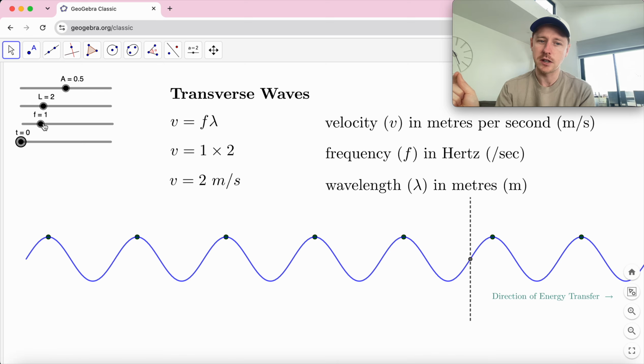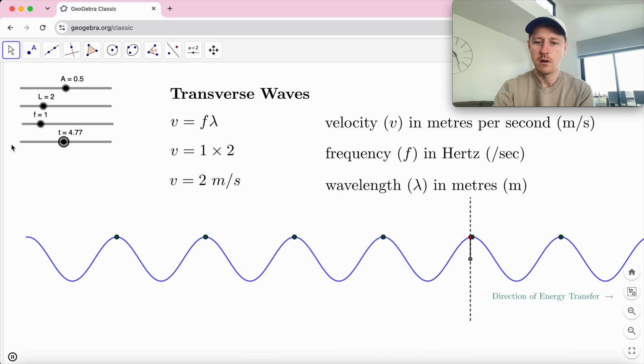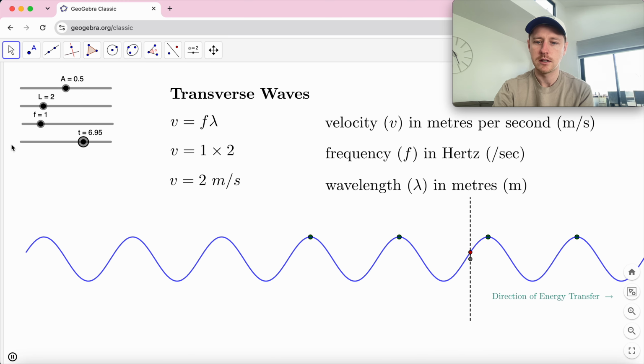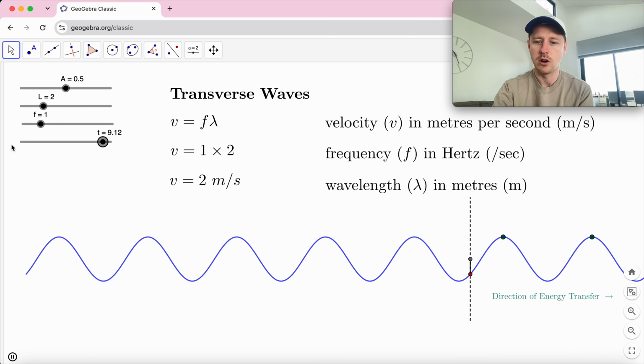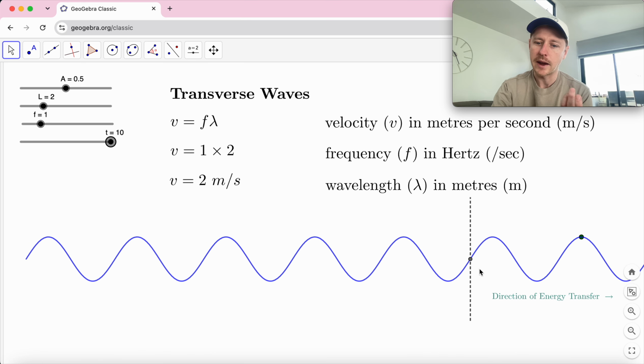So if we play it, we should get 10, and I'll try and count it out. 1, 2, 3, 4, 5, 6, 7, 8, 9, 10. All right, that was 10 seconds there, and we're back up at the same point on the wave, right?